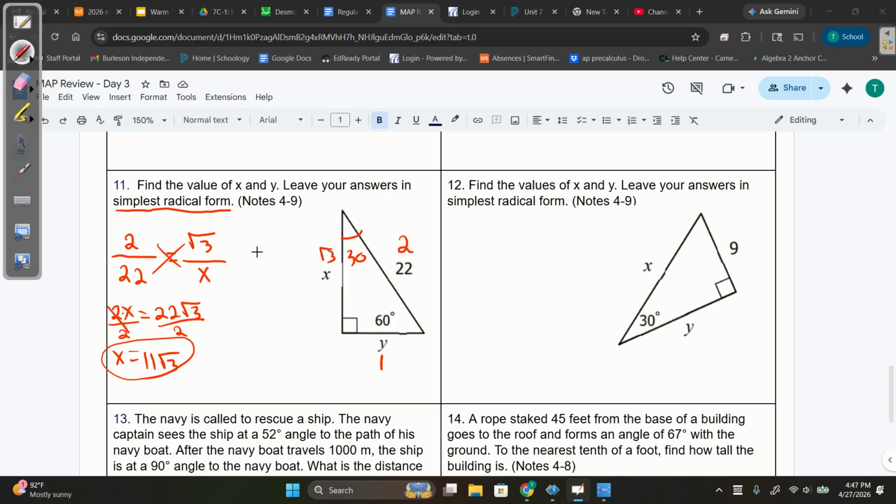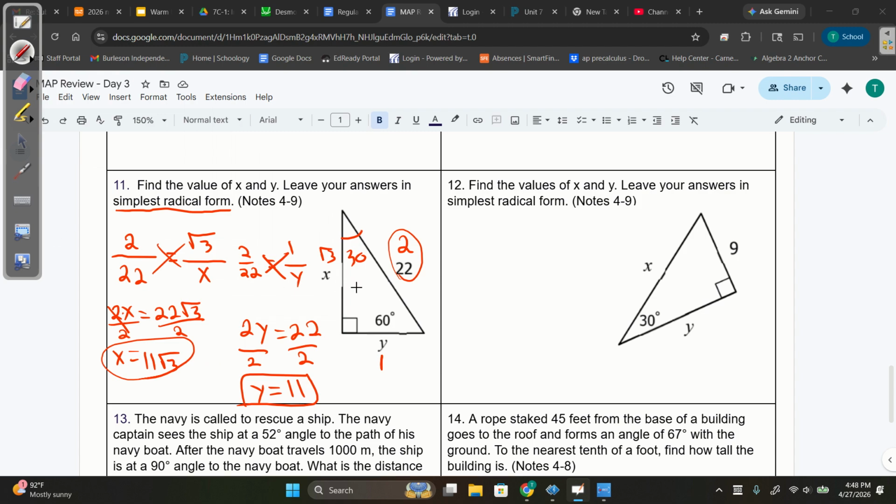For y, I'm going to do the same thing. Starting with this right here, old over new equals old over new. Cross multiply, and I get 2y equals 22. And then finish solving by dividing each side by 2. 22 divided by 2 is 11. If you did it the long way like this, with proportions, you should get 11 and 11 square root 3.